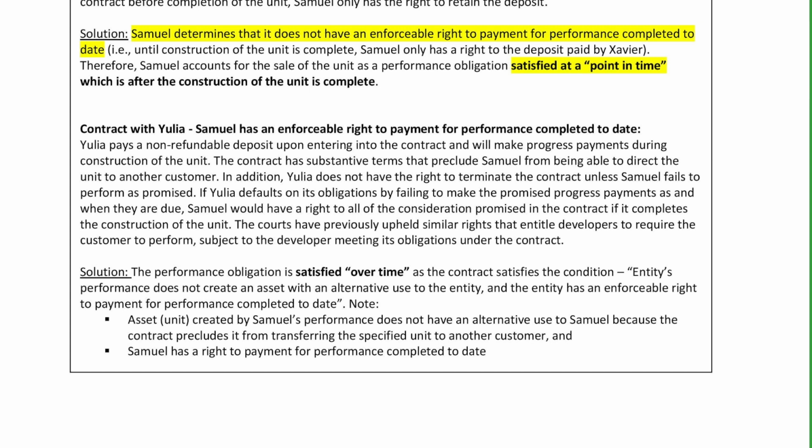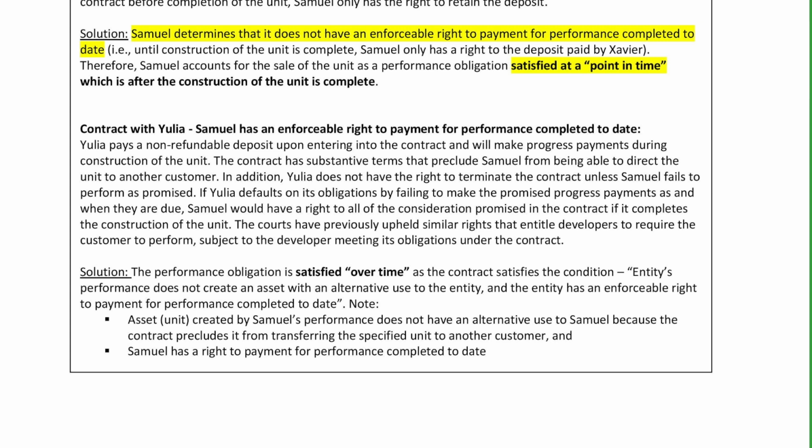If Yulia defaults on its obligations by failing to make the promised progress payments as and when they're due, Samuel would have a right to all of the consideration promised in the contract if it completes the construction of the unit. So basically, Samuel can go out and sue Yulia to recover the remaining amount. The courts have previously upheld similar rights that entitle developers to require the customer to perform subject to the developer meeting its obligations under the contract.